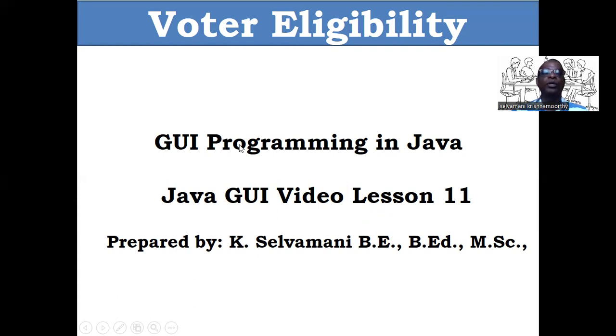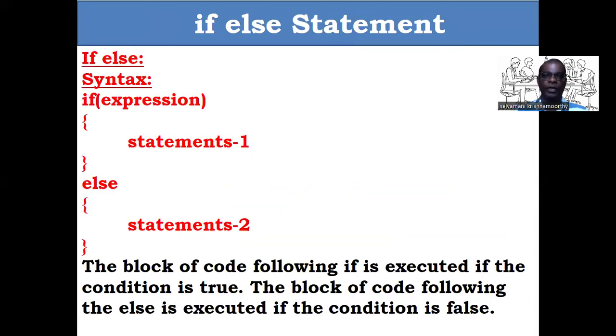What do you mean by voter eligibility? You know very well, in India, if your age is 18 or more than 18, you are eligible to vote in the election. Whereas if your age is less than 18, you are not eligible to vote. Is it clear? This is what we want to create.